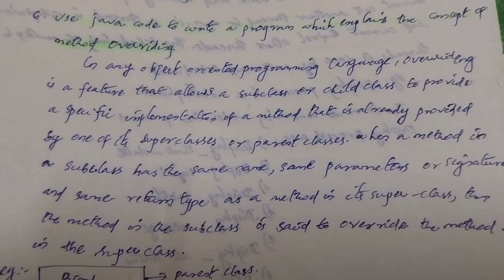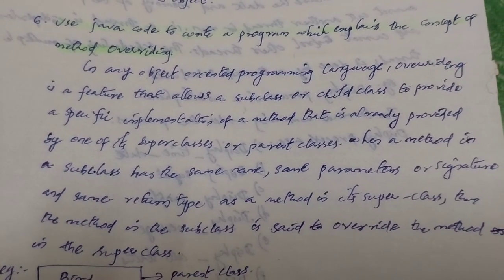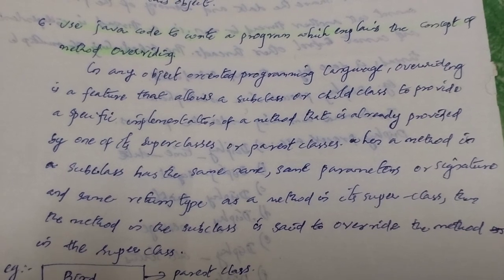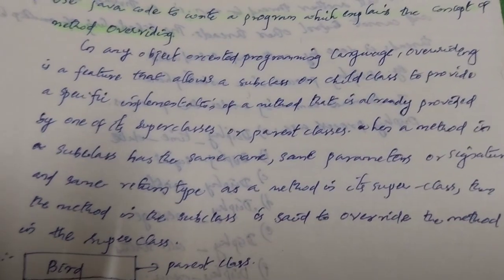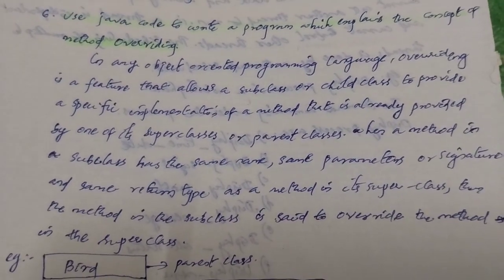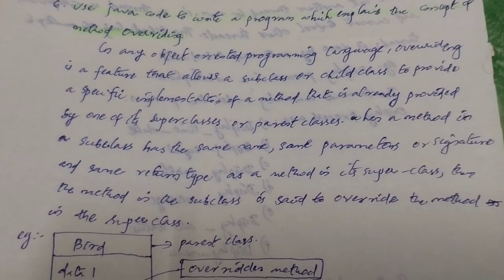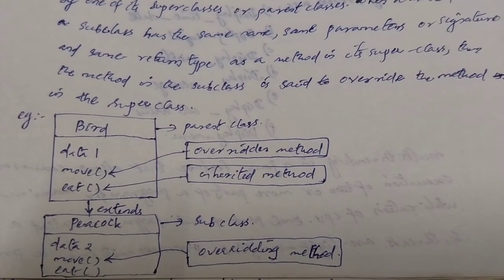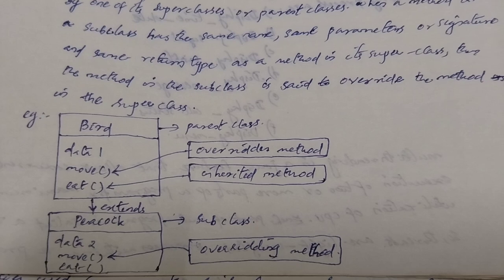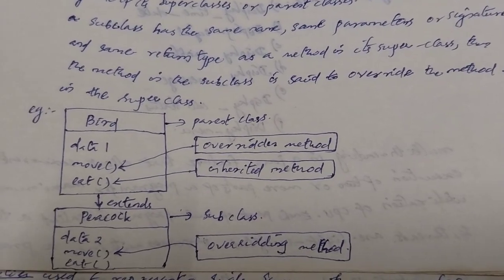When a method in the subclass has the same name, same parameters or signature, and same return type as the method in its superclass, then the method in the subclass is said to override the method in the superclass. Overridden method, inherited method, subclass, overriding method, and class.